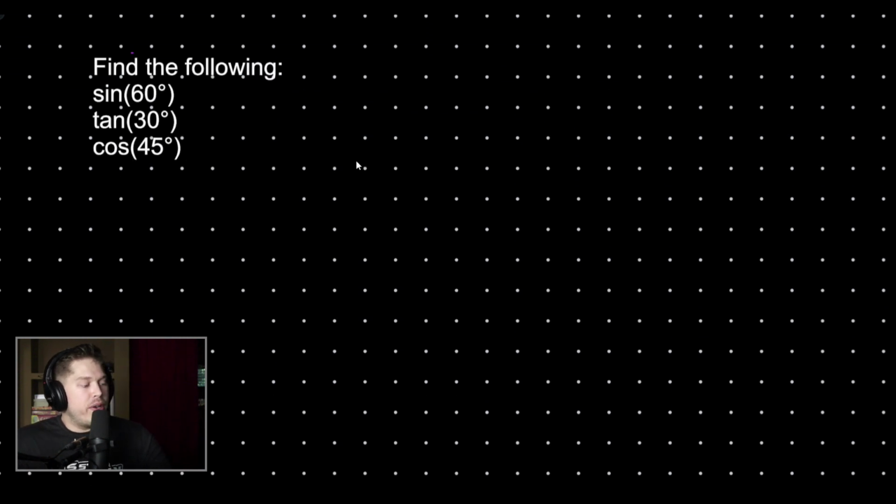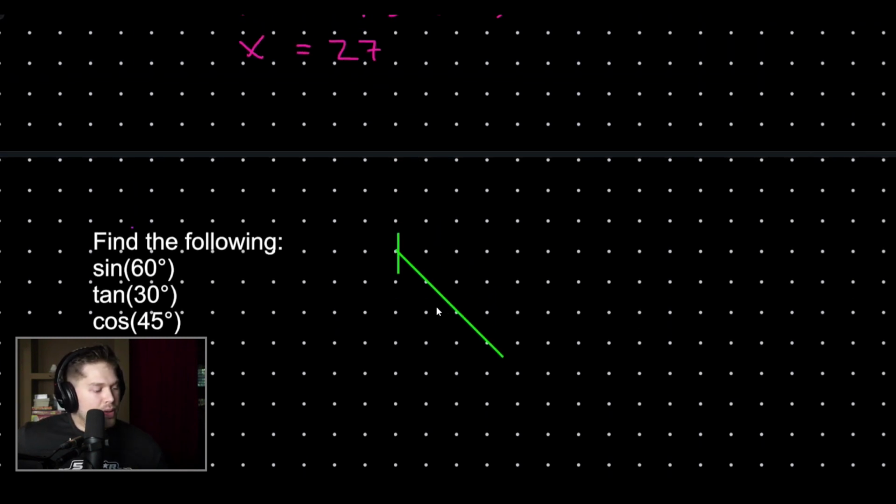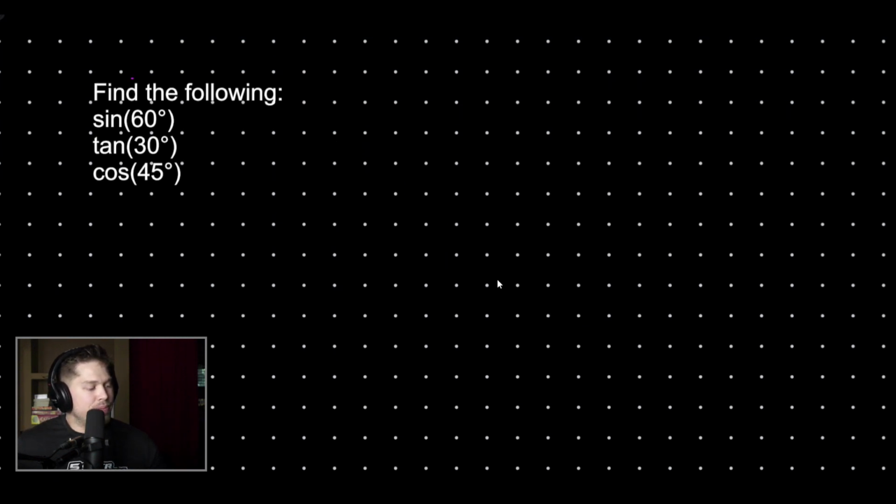Let's move forward. Now we want to find the following. We want to find sine of 60, tangent of 30, and cosine of 45 degrees. So to solve these problems, we need to draw a triangle. We need to create our own triangle. Sorry about that. So let's draw our triangle. Let's create a right triangle.